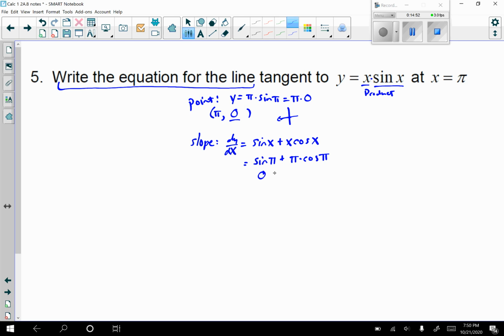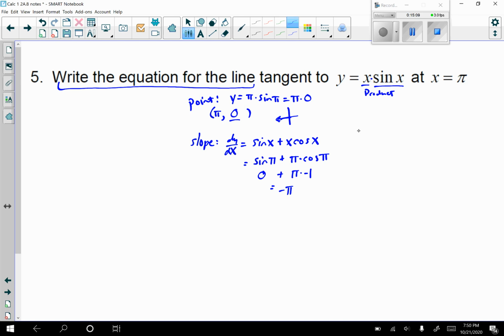Well, sine of pi is 0, plus pi times cosine of pi, the x value over there is -1. Well, that all ends up being negative pi. That's okay for an answer. That's a number. The slope is negative pi.